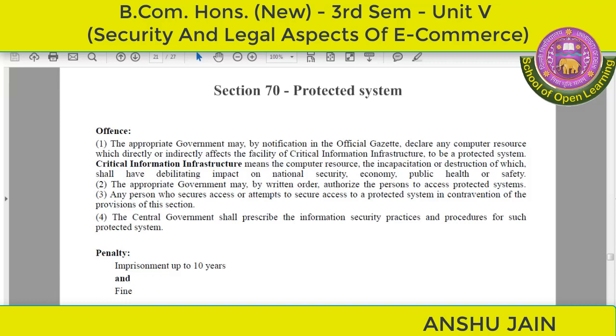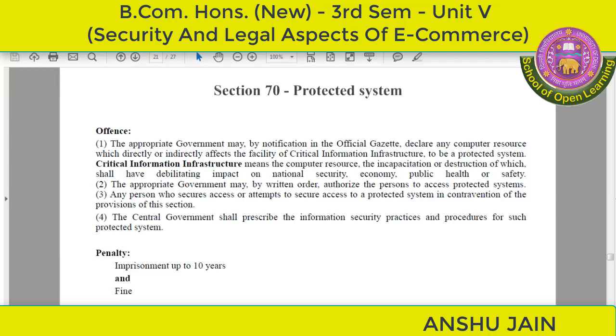Now, what do you mean by critical information infrastructure? It is basically the computer resource, the incapacitation or destruction of which shall have debilitating impact on national security, economy, public health or safety. So critical information infrastructure is basically, as the name suggests, any infrastructure which is providing you information which is very critical. Here we are talking about national security, the economy of the country, public health and safety of the country.